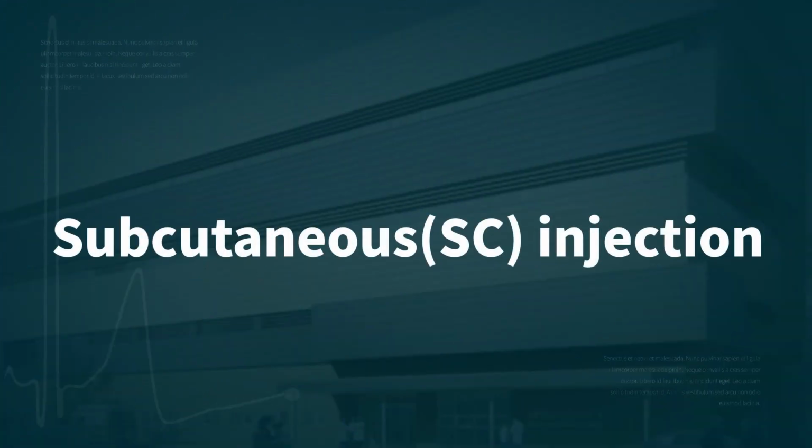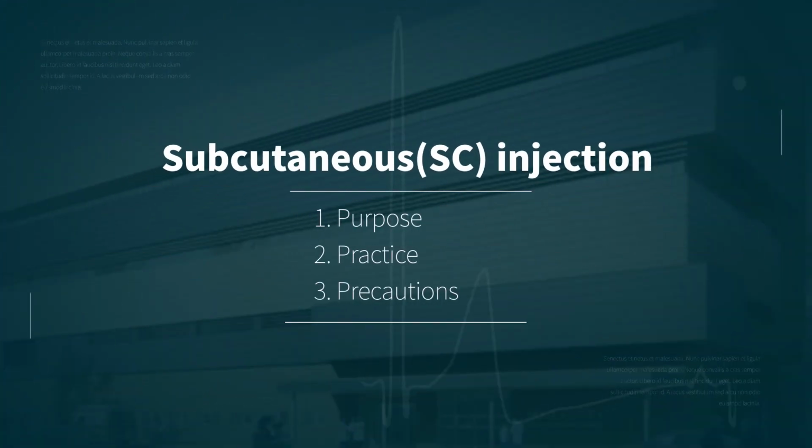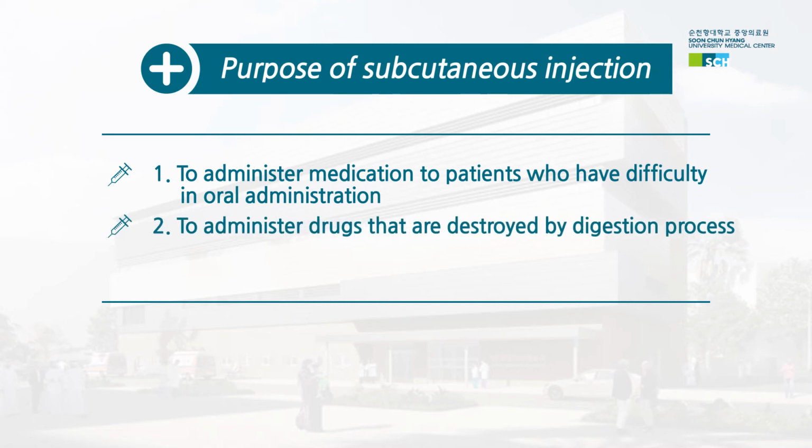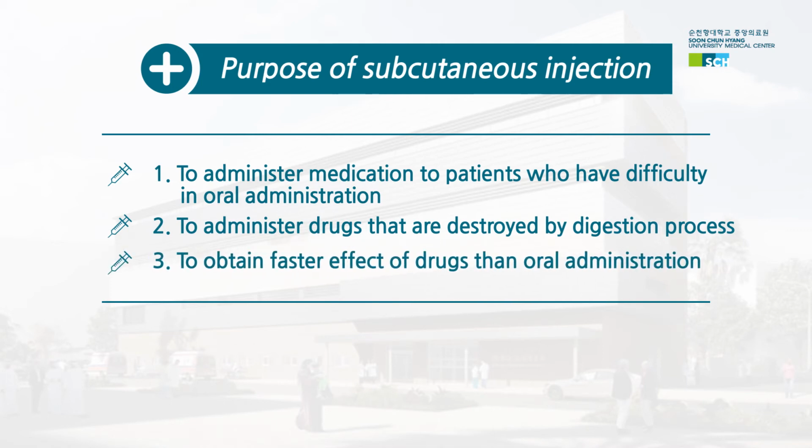Next, we will look at subcutaneous injection. These are the purposes of subcutaneous injection. First, to administer medication to patients who have difficulty in oral administration. Second, to administer drugs that are destroyed by the digestion process. Third, to obtain faster effective drugs than oral administration.